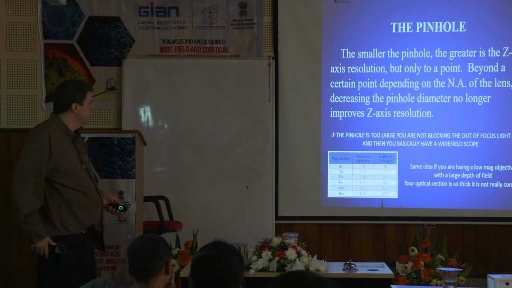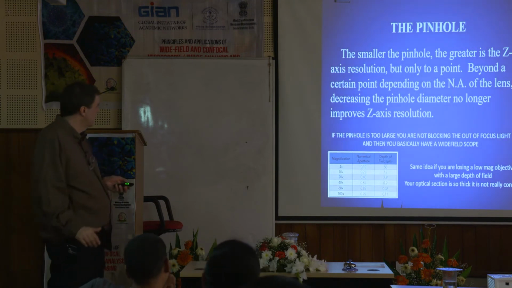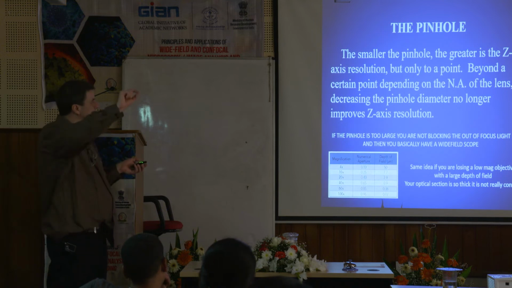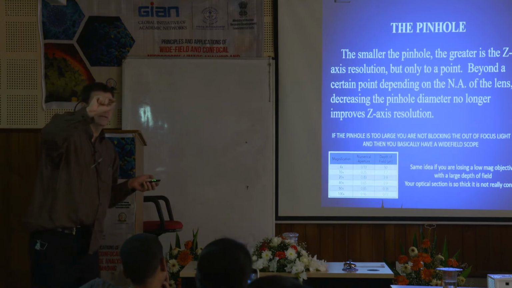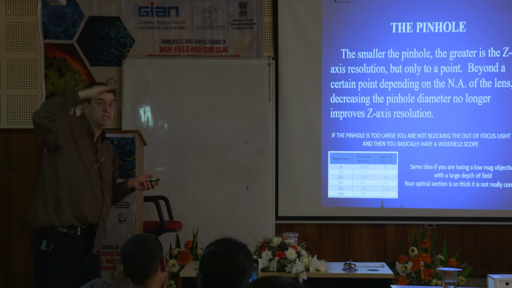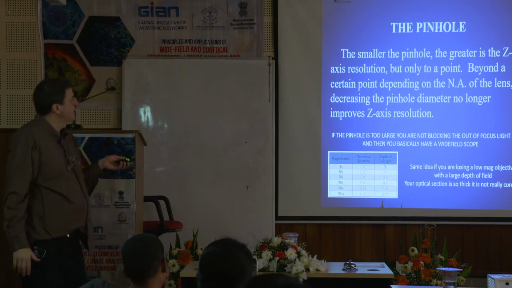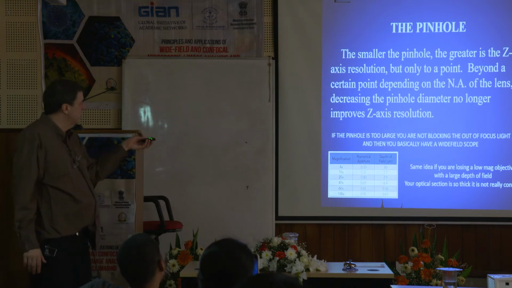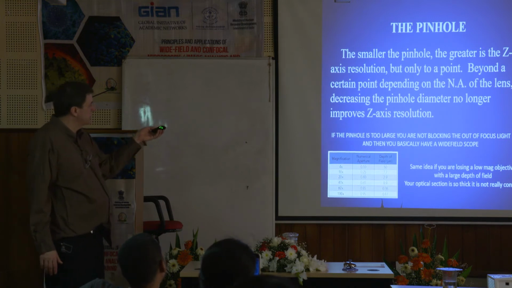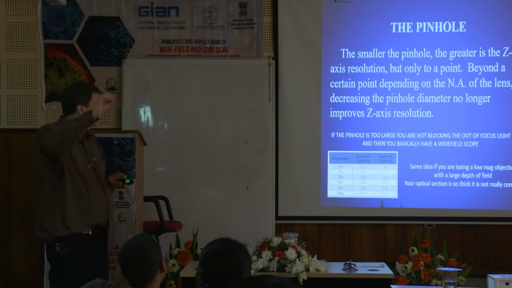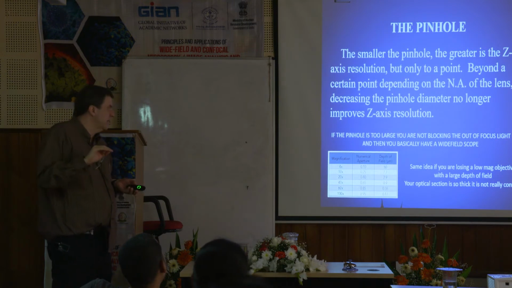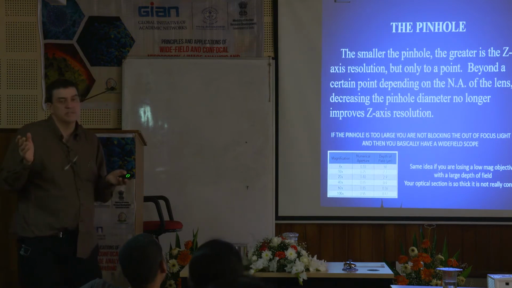Okay, the pinhole. Just a little physicsy kind of thing here. The smaller the pinhole, the greater is the z-axis resolution, which means the smaller the pinhole, basically you can get better resolution in terms of z, up and down. But beyond a certain point, depending on numerical aperture of the lens, the pinhole diameter no longer improves z-axis resolution. So like anything, you can crank the pinhole down far enough that you'll get a nice z resolution, but eventually it's just overkill.